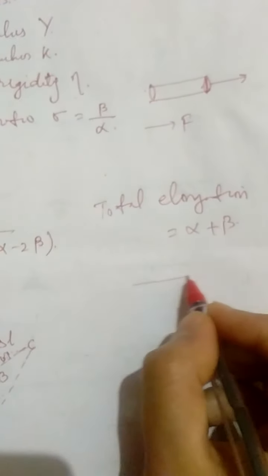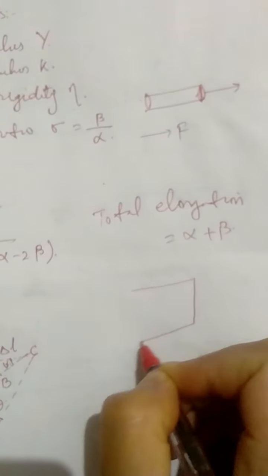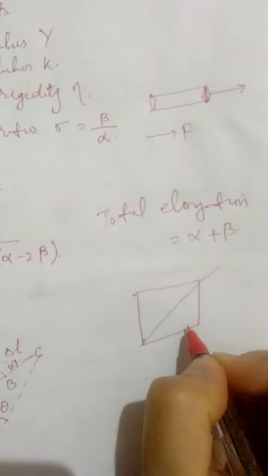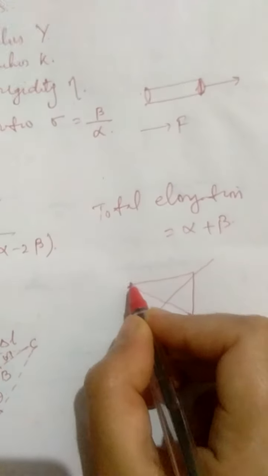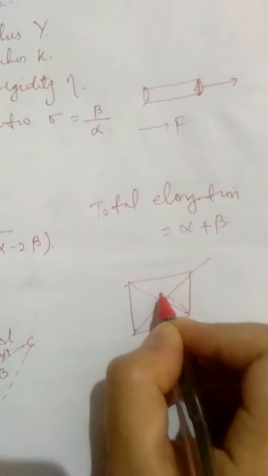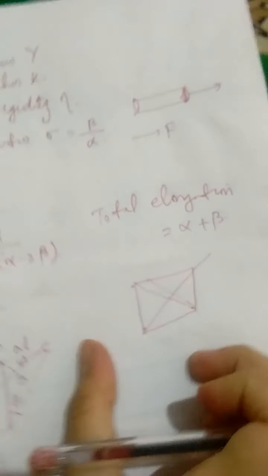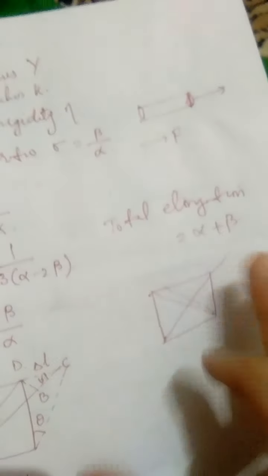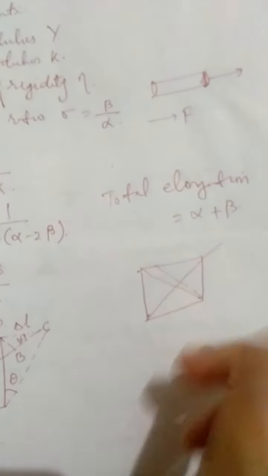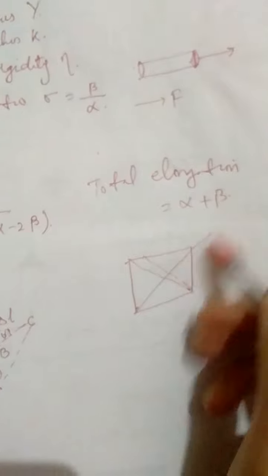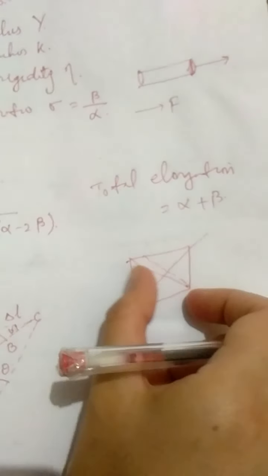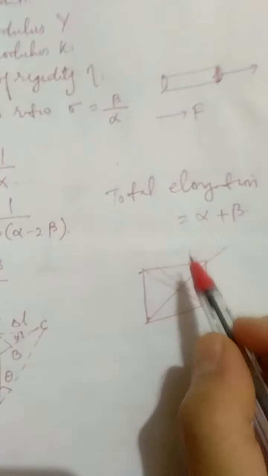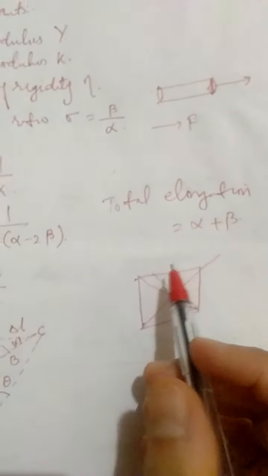See, this was the kind of solid. So once you stretch it, if this diagonal was originally here, now it shifts to a position like this, because this side tends to contract and this side tends to expand. Therefore, the total elongation will be not only due to the force along the diagonal, but also the force which is perpendicular to this diagonal. So the total elongation will be alpha plus beta, right?